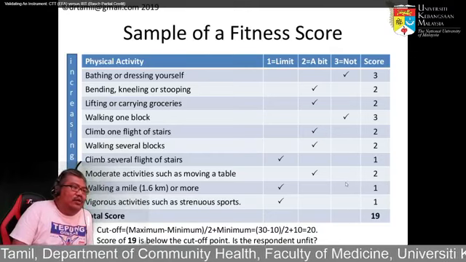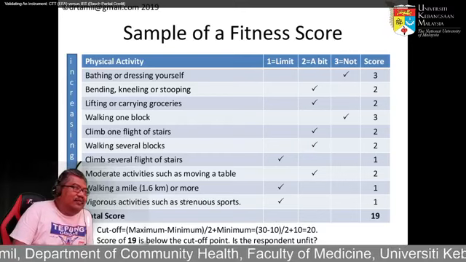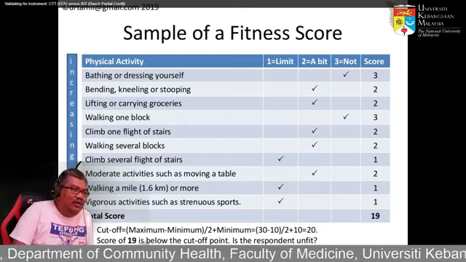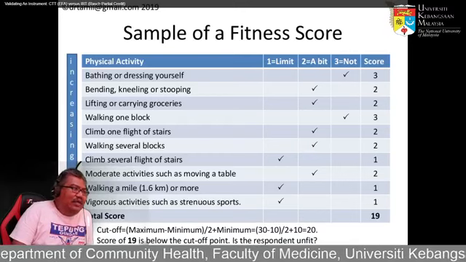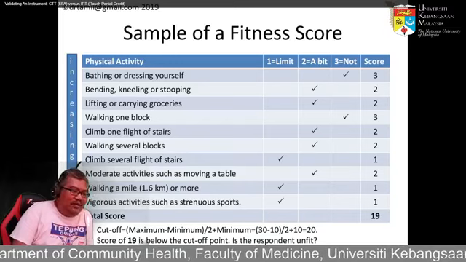Okay. So then you have to check the reliability of the composite score, whether it's reliable or not. So you can check it by using Cronbach's alpha.